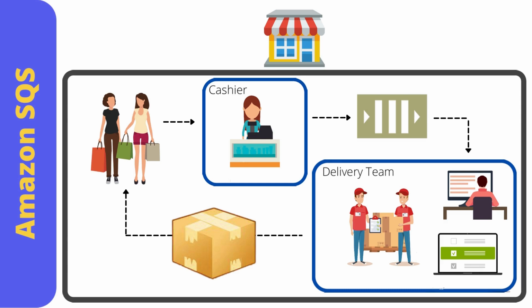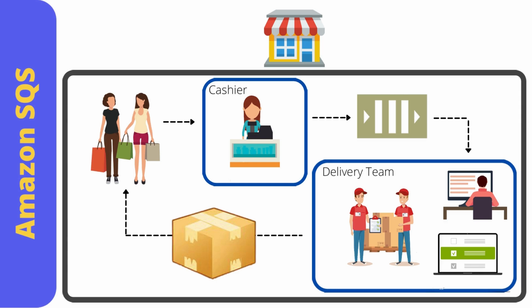Now, even if all the persons in the delivery team are busy with another order, the cashier can continue placing new orders into the queue. Next, the delivery team checks the queue and retrieves the order. Then, the delivery team prepares the order and gives it to the customer. The delivery team then removes the completed order from the queue.